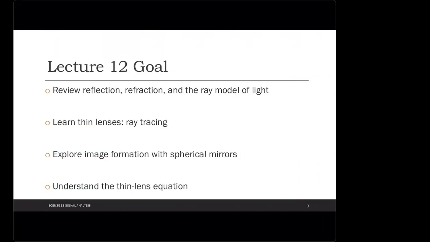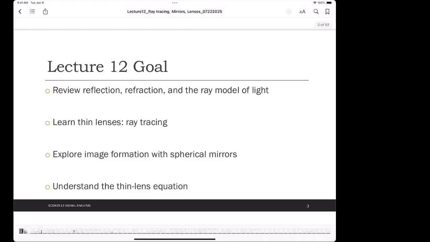Firstly, we will review reflection, refraction, and the ray model of light. After that, we will learn thin lenses and ray tracing. And then we will explore image formation with spherical mirrors. And finally, we will understand the thin lens equation. This is today's goal, and let's continue.